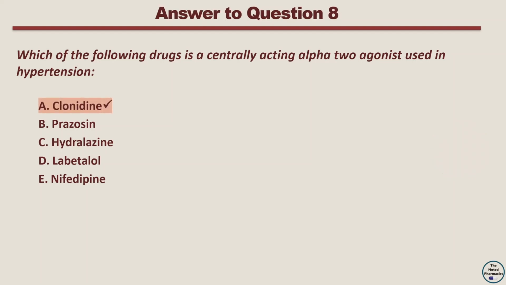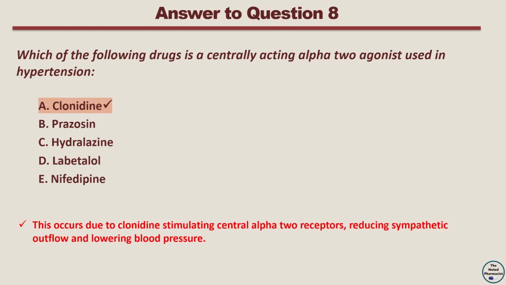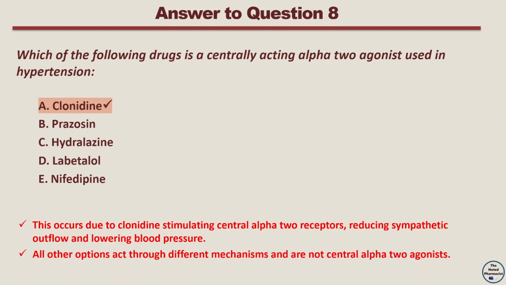The correct answer is option A, clonidine. This occurs due to clonidine stimulating central alpha-2 receptors, reducing sympathetic outflow and lowering blood pressure. All other options act through different mechanisms and are not central alpha-2 agonists.